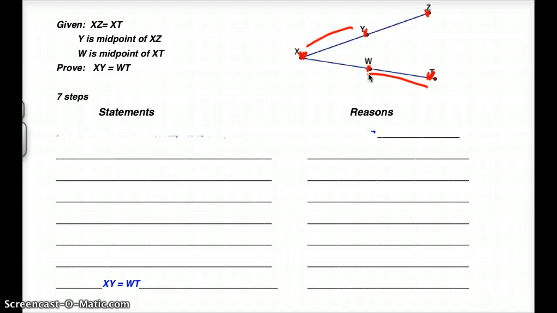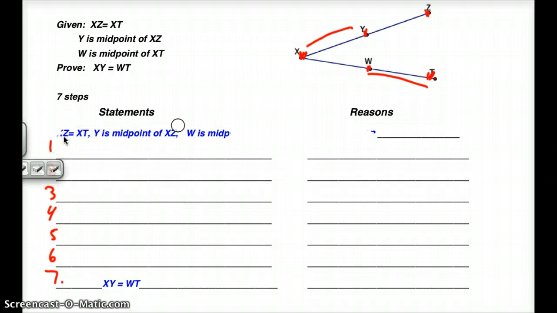And so we've got 7 steps. So 1, 2, 3, 4, 5, 6, 7. And in the number 1 spot, you're going to write your givens. Oops, looks like I got mine kind of high up there. Given. Okay. Then go down and write your proof at the very, very bottom, XY equals WT.